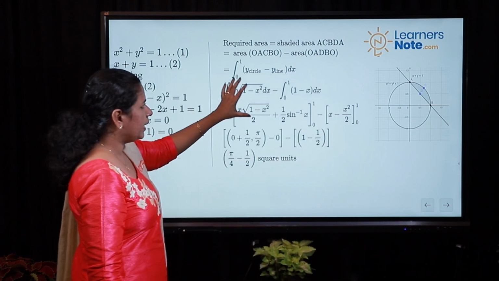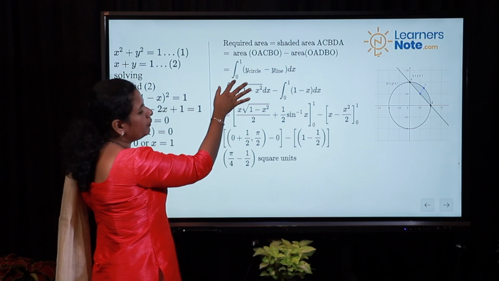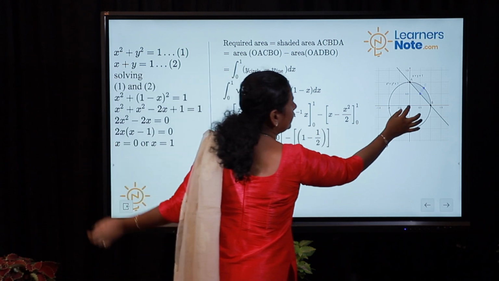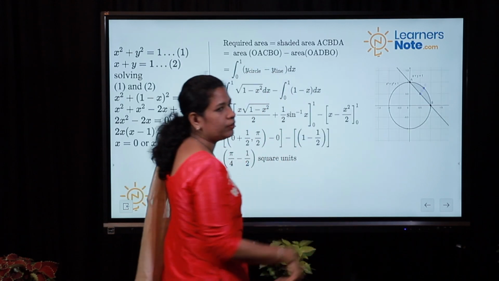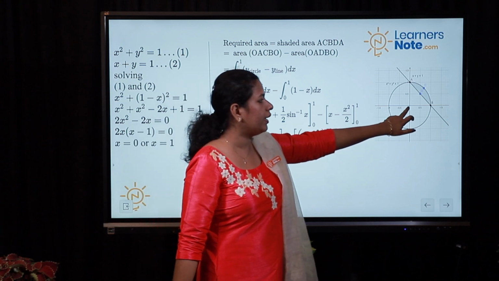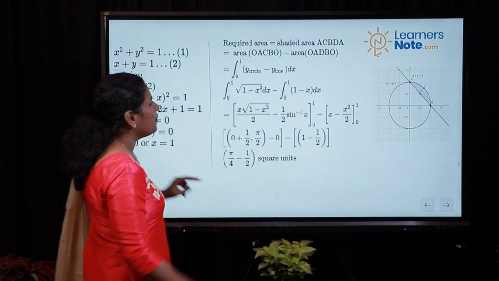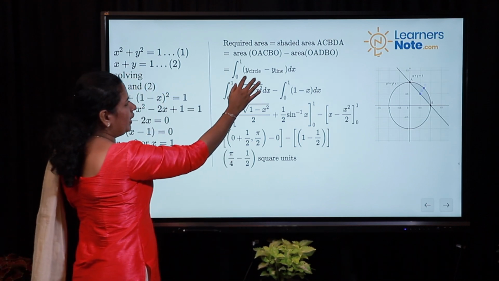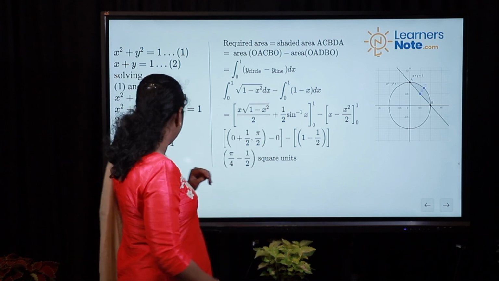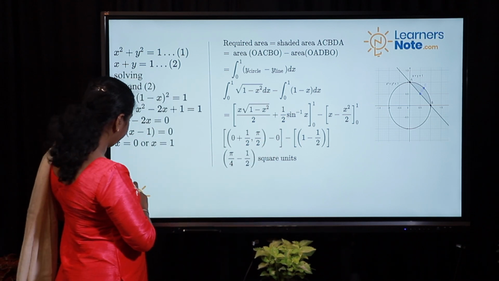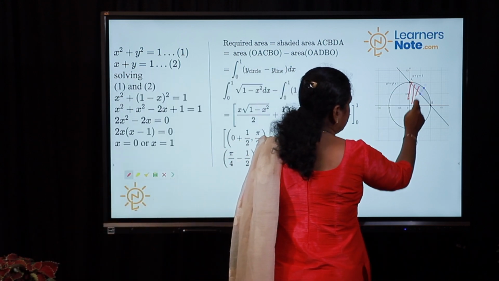Then after getting the point of intersection, I have to integrate. So the lower limit is 0 because I start integrating from here to here, as I am taking the integration with respect to the x-axis. For that, I am taking the lower limit as 0 and upper limit as 1. Then I am integrating this portion. So when I am taking the first curve, the required area is this one. This is the area.